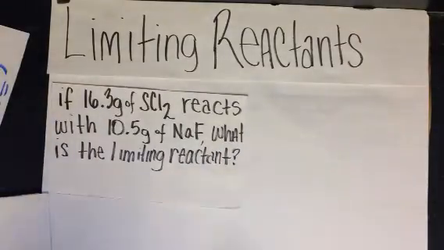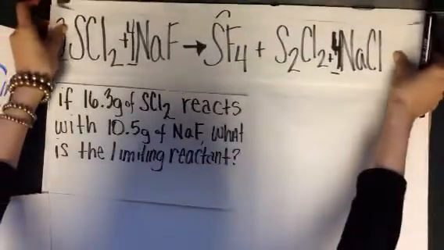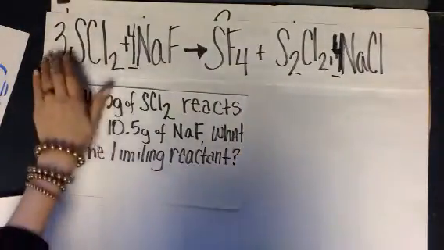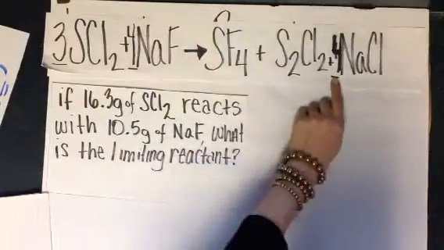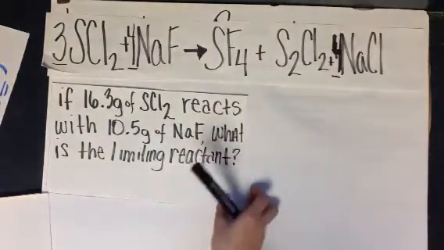So let's take a look at our balanced reaction. I've got my equation already balanced for you: 3, 4, 1, 1, and that's a 4 NaCl. So take a second and write that down.